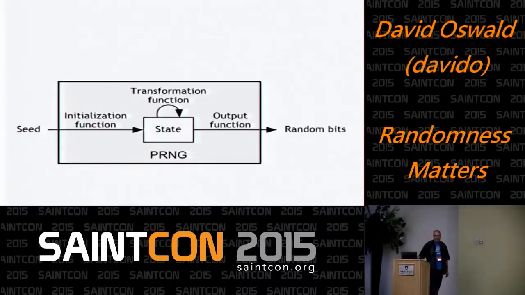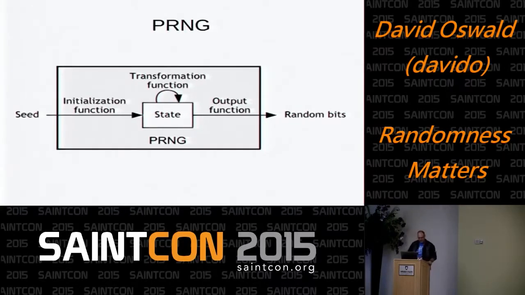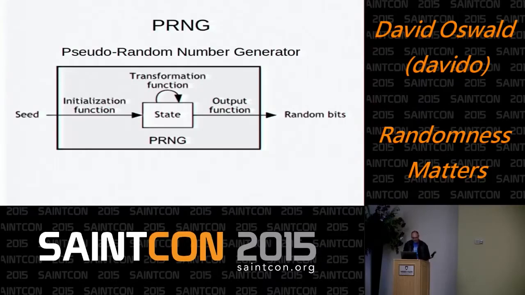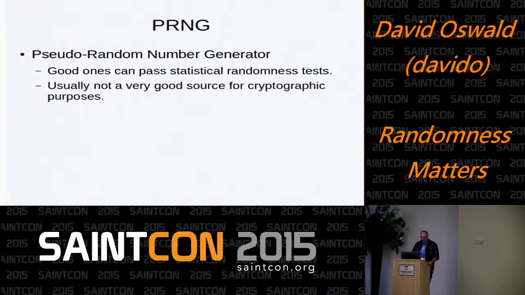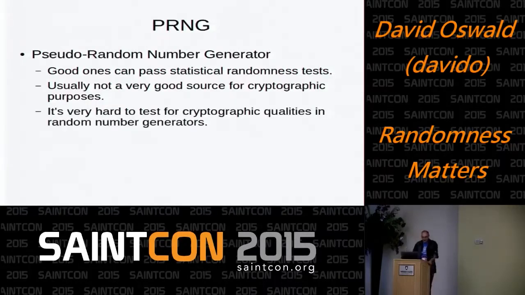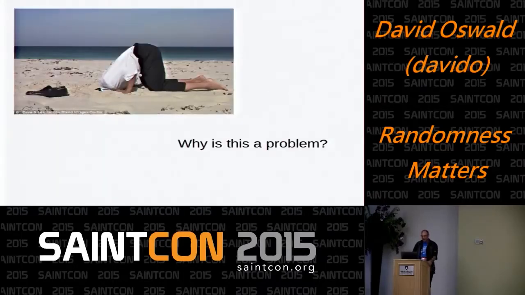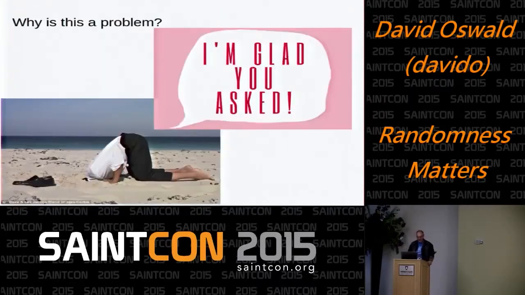This is a picture of a theoretical example of a pseudo-random number generator, a PRNG. Good pseudo-random number generators can pass statistical randomness tests. Great. But they are usually not a very good source of cryptographic randomness. And again, it's very hard to test for this. So why is this a problem? I'm glad you asked. Actually, I asked.